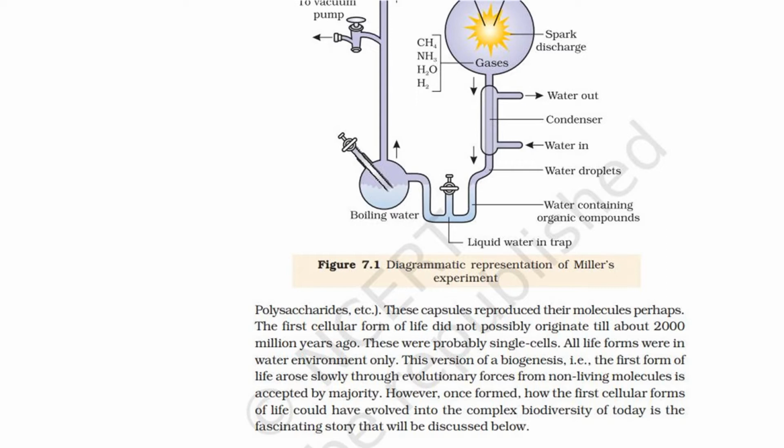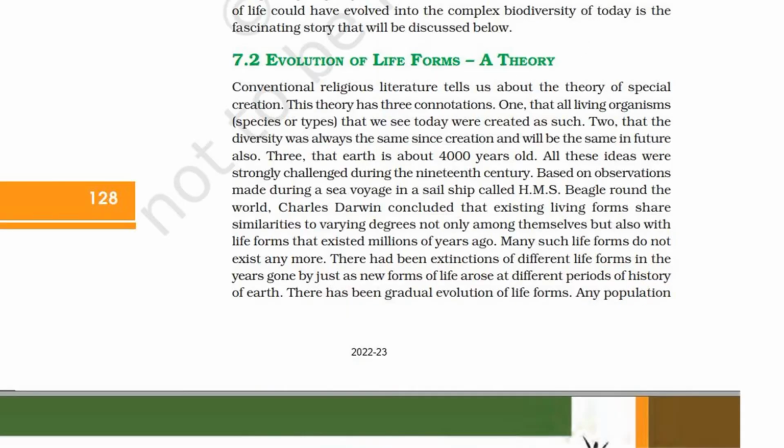This version of abiogenesis, that is, the first form of life arose slowly through evolutionary forces from non-living molecules, is accepted by majority. However, once formed, how the first cellular forms of life could have evolved into the complex biodiversity of today is the fascinating story that will be discussed below.